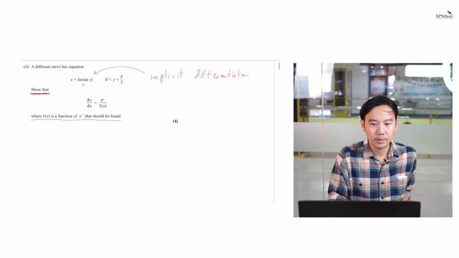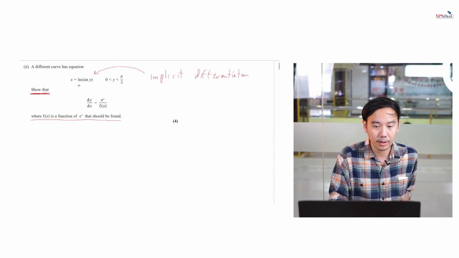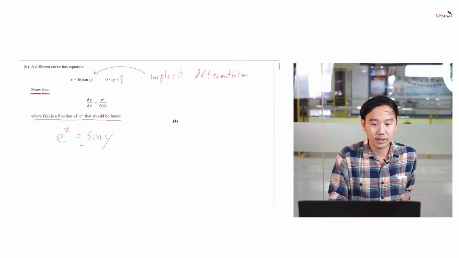Okay, so there are many ways you can do this. First, you can implicitly differentiate from this form, or you can rearrange it a little bit and then implicitly differentiate it. Since this is kind of a chain rule, I'm going to rearrange it a little bit. So if ln of sine y is x, then from the property of logarithms, you know that e raised to the power of x will equal sine y, and then we can differentiate from this point.